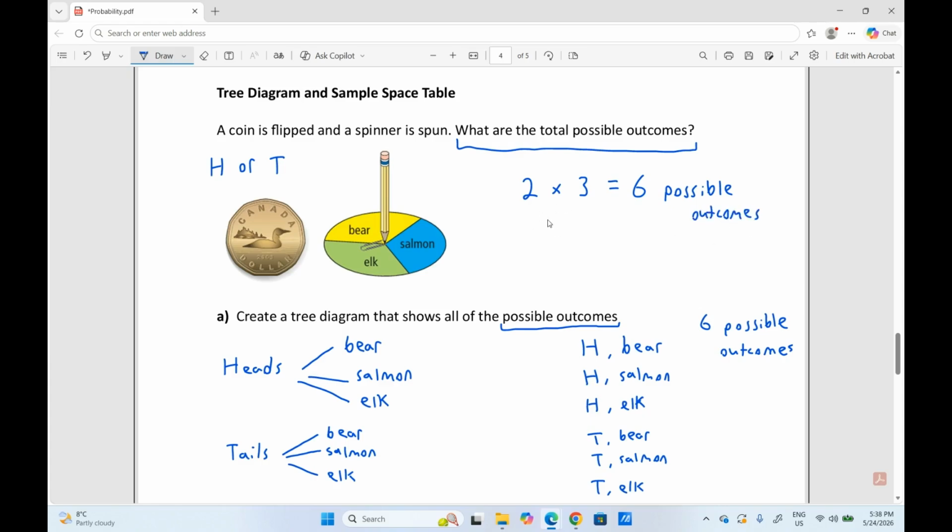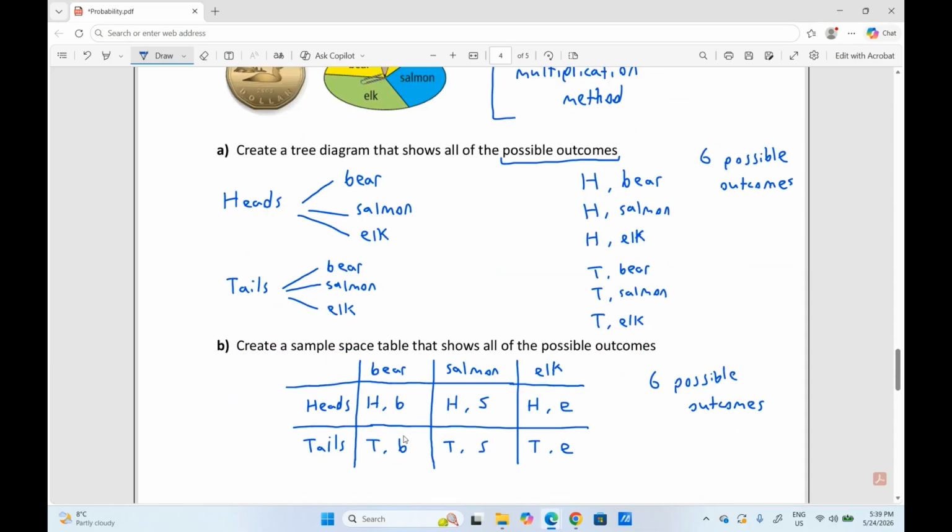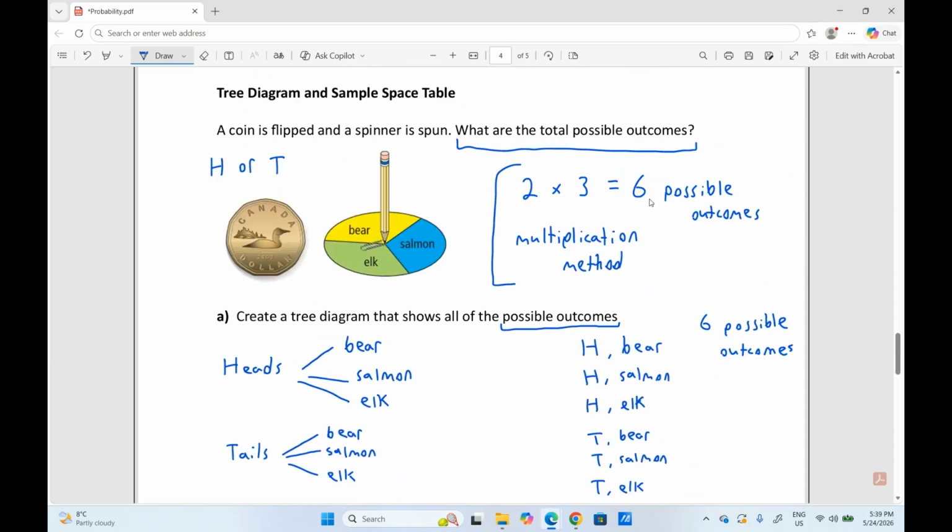So this method is called the multiplication method. Yeah, this is called the multiplication method for probability. If you don't want to draw the tree diagram or the sample space table, you can find outcomes just by finding the total outcomes for each one and multiplying them together.